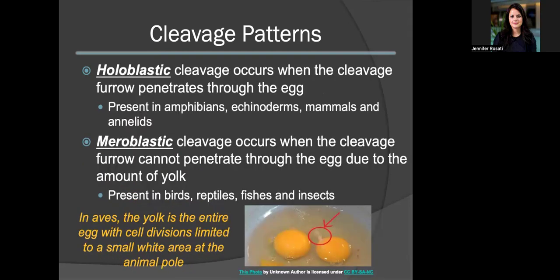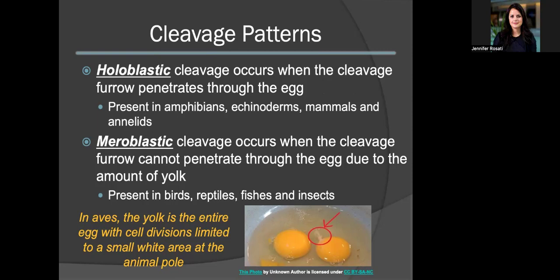In general, there are two main patterns of cleavage, holoblastic and meroblastic. Holoblastic cleavage occurs when the cleavage furrow can penetrate completely through the egg. This is present in amphibians, echinoderms, mammals, and annelids. Meroblastic cleavage occurs when the cleavage furrow cannot penetrate through the egg due to the high amount of yolk. This is present in birds, reptiles, fishes, as well as insects.